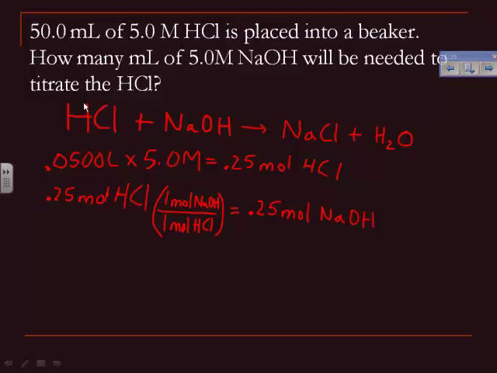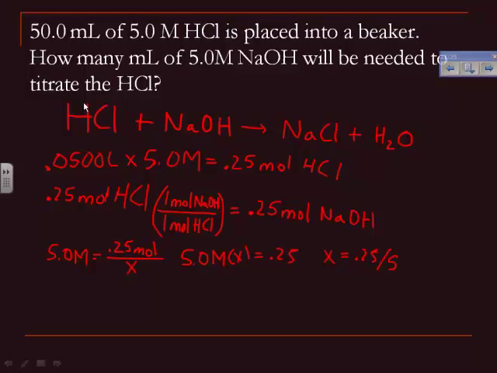Now we need to find the number of milliliters from the molarity. We know molarity, 5.0 molarity equals moles, 0.25, divided by the liters. Cross multiply, 5.0 molarity times X equals 0.25. Divide both sides by 5 to get our answer in this case.